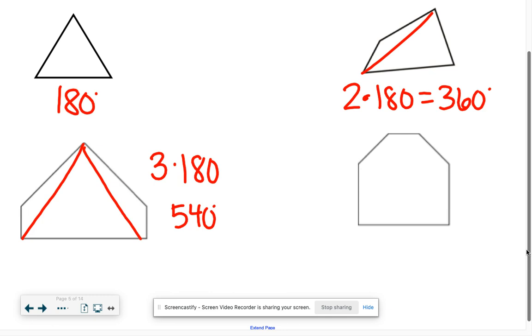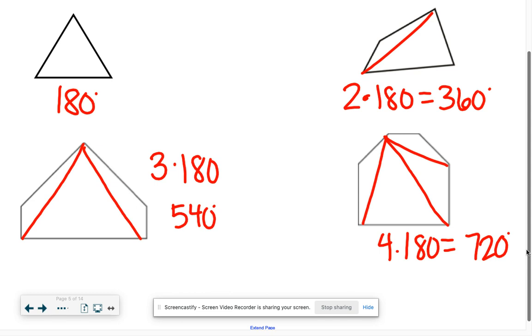And then lastly here we have a hexagon. Do you guys have any ideas how many triangles we can split this into? 4. So 4 times 180 gives us what? 720. 720. So we actually have a formula to help us figure out how many degrees are in a polygon. And that's what we're going to write down next.